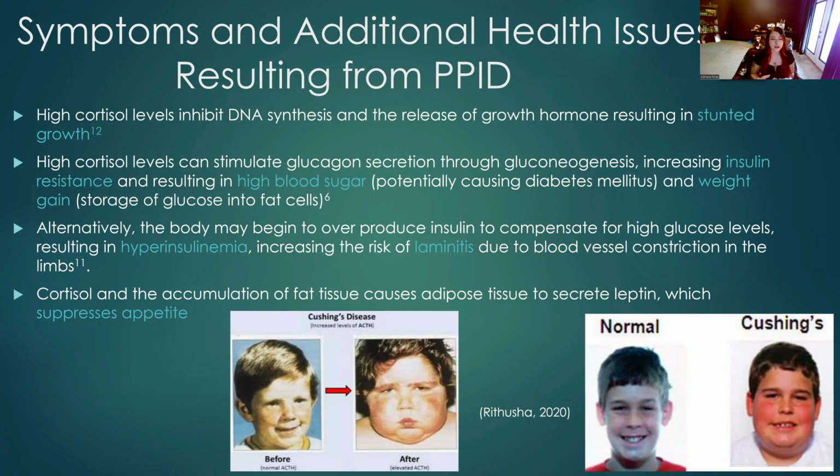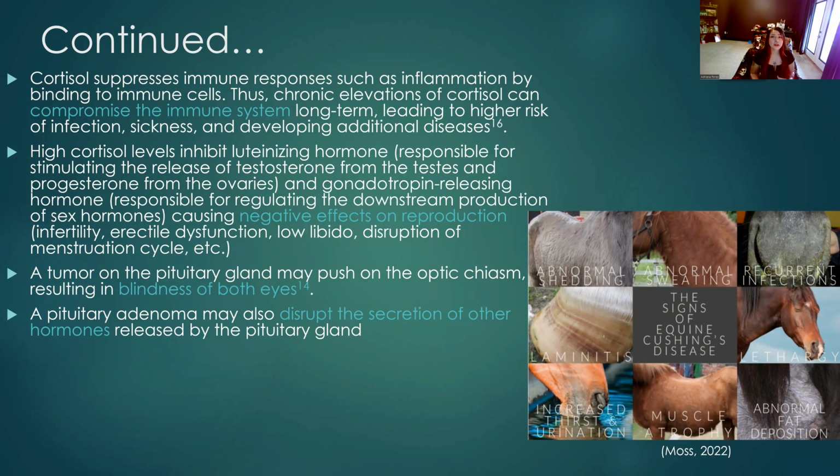Cortisol and the accumulation of fat tissue also cause adipose tissue to secrete leptin, which suppresses appetite. So a lot of the animals with PPID will also, despite being overweight and very large, actually not eat much. In addition, during those fight or flight moments, cortisol suppresses immune responses, such as inflammation, by binding to immune cells. Thus, when there's a lot of cortisol, it can compromise the immune system long-term, which leads to higher risk of infections, sicknesses, and developing additional diseases.